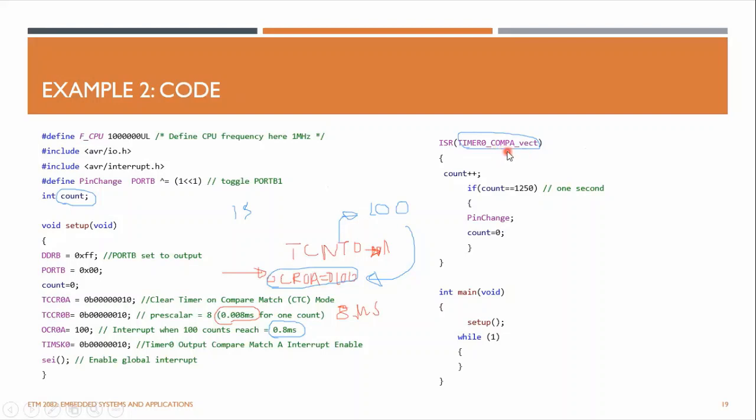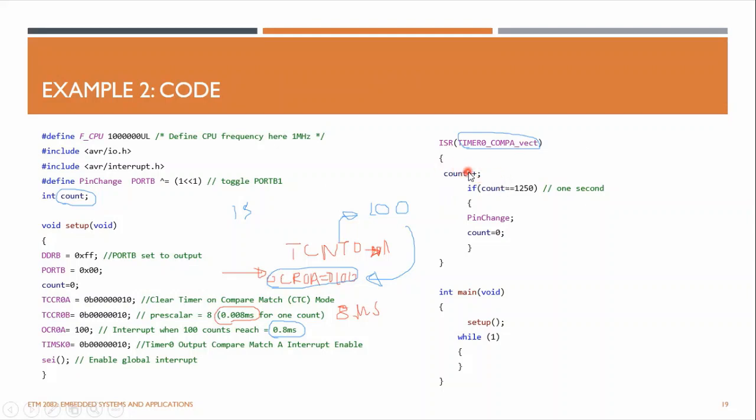If you are not familiar with what these vectors are, just go and look at the previous lecture about the external interrupts. You will see why we are using this one, right? So we have to call the correct interrupt service routine, then only this function will work. Every 0.8 milliseconds, once it reaches 100, it will generate an interrupt. Then I will update my counter variable by 1, right?